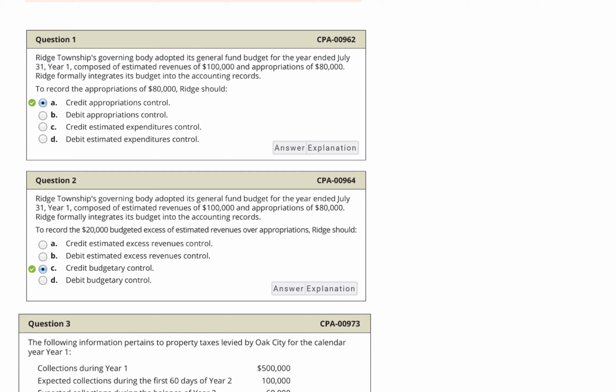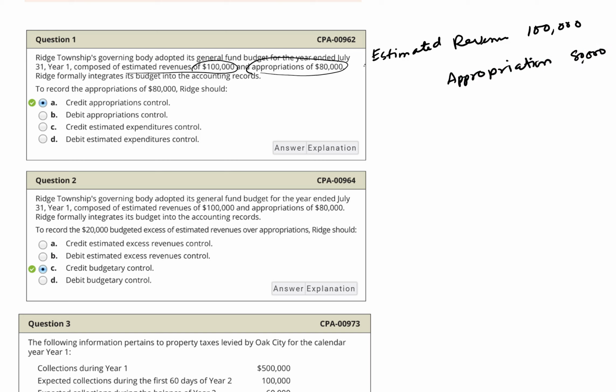Now let's take one conceptual problem. Sample CPA question. Rich Township's governing body adopted its general fund budget for the year ended July 31st, year 1, and their estimated revenues are 100,000 and appropriations, that means how they're going to use the revenues, are 80,000. Now you can imagine the journal entry, how they should record it. They should debit estimated revenues, which is 100,000, and they will credit the appropriations. So appropriations is 80,000.